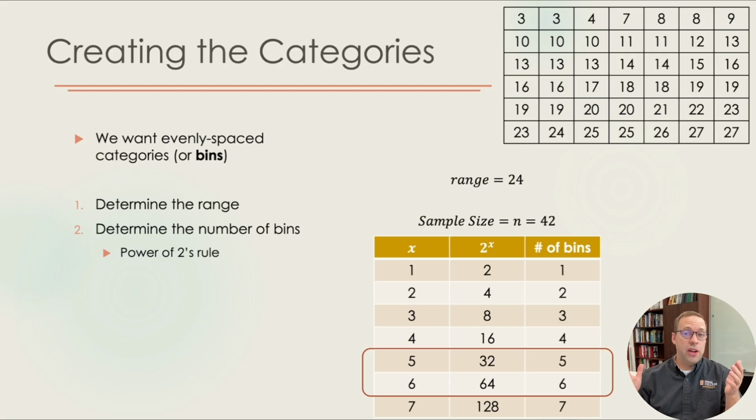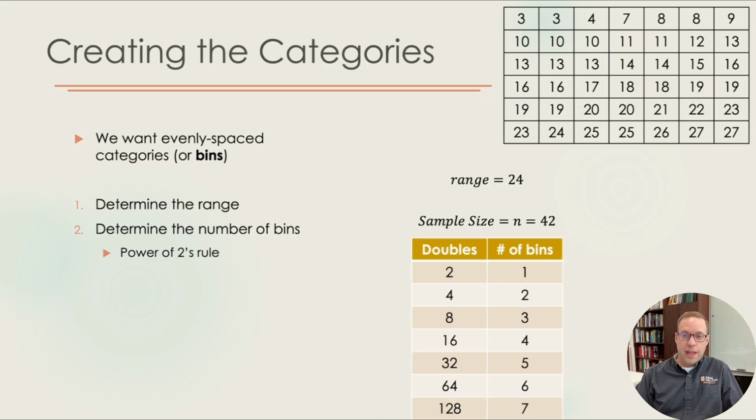Okay, now, if you were confused by everything that I explained, I get it. It's kind of weird. Let me make this even simpler for you, okay? I'm just going to get rid of the x and the 2 to the power of x, and we're just going to say we're going to use doubles. Start with 2, okay?